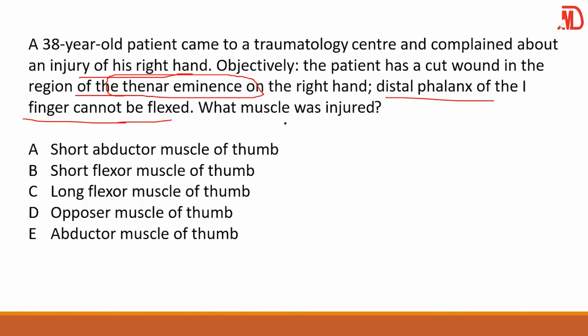Now we'll talk about the tender eminence. This refers to a group of muscles on the palm of the human hand at the base of your thumb. The muscles that are located there are called the tender group of muscles, or the tender eminence. Take a glance at it.